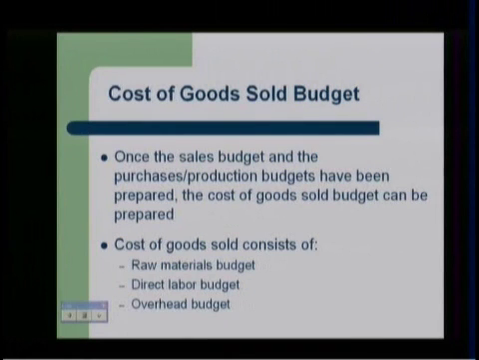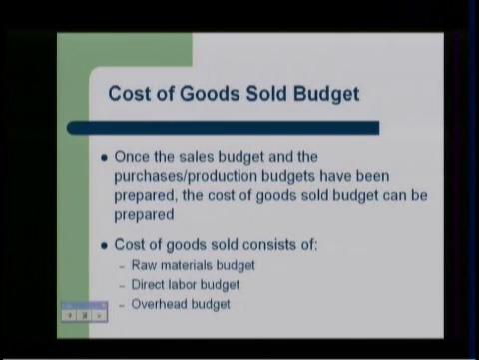When you look at, okay, here's what we're going to sell, here's what we're going to have in revenue, the difference is going to be our gross profit. How did we get that cost of goods sold? Well, it consisted of materials, labor, and overhead. So we can come up with these numbers based, again, on the sales budget.